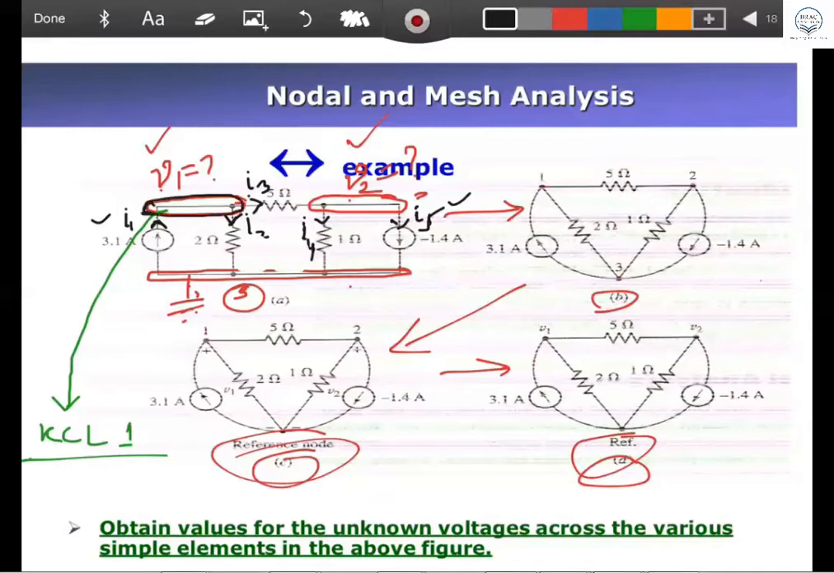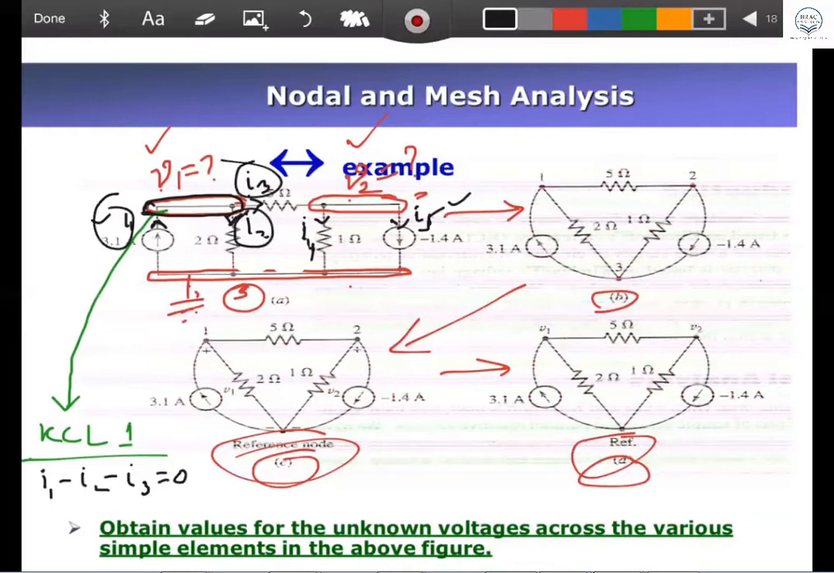I1 is coming in, so it is positive. I2 is going out, so it is negative, and I3 is going out, so it is also negative, and equal to 0. This should be your KCL1: I1 minus I2 minus I3, because I1 is coming into the node, and I2 and I3 are going out from the node, and that's why those are negative. I think you understand that part.